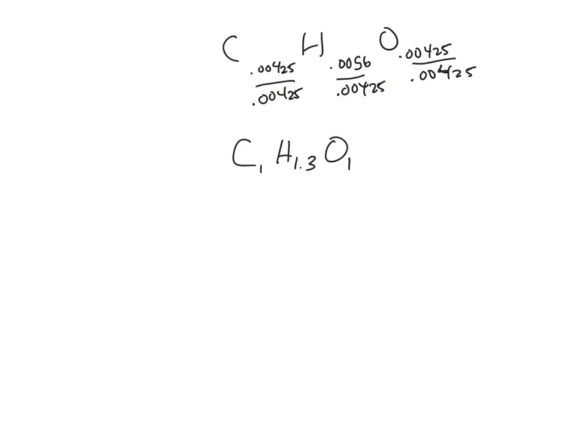So if you multiplied times 2, you'd have C2, H2.6, O2, and 2.6 really isn't close enough for rounding. So we'll instead multiply times 3. Let's see what we get there. C3, H3.9, O3. So that's close enough. We can say that the simplest ratio then would be C3, H4, O3.